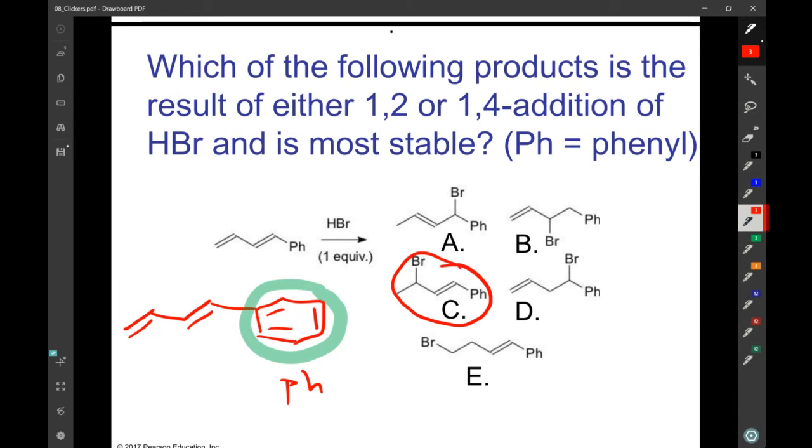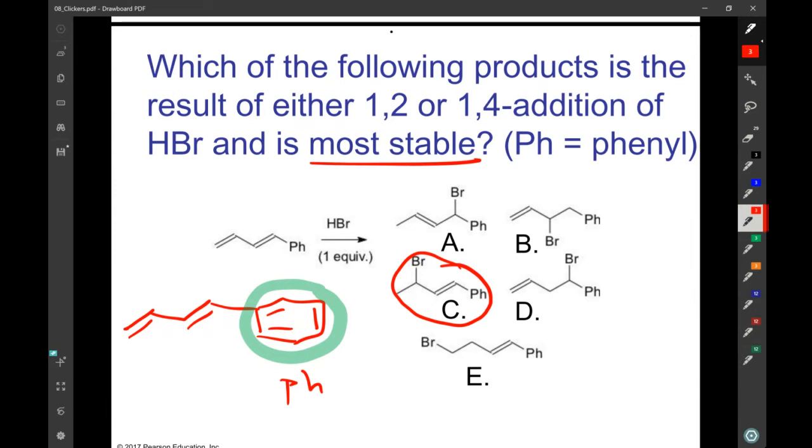Which of the following products is a result of a 1,2 or 1,4 addition of HBr and is most stable? Okay, so C is the correct answer. Now, how do we arrive at C? First thing we want to do is look at the most stable. Which of these is the most stable?